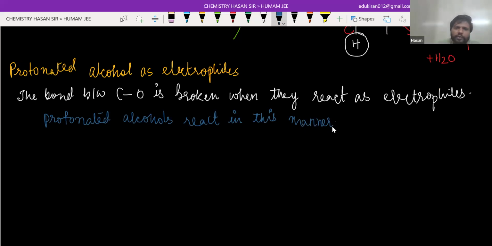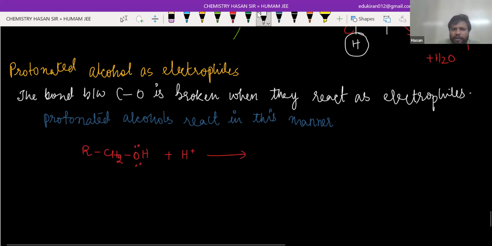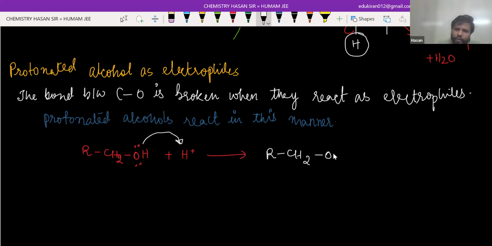If I'm going to show you the reaction, it is very easy to understand. This is your alcohol, RCH2OH. First you are going to protonate it, that means proton is going to react with alcohol. As you know that oxygen has lone pair, right? So what it will do? It will attack on this and this will form RCH2OH2 positive. So many times I have told you positive charge on oxygen is less stable.